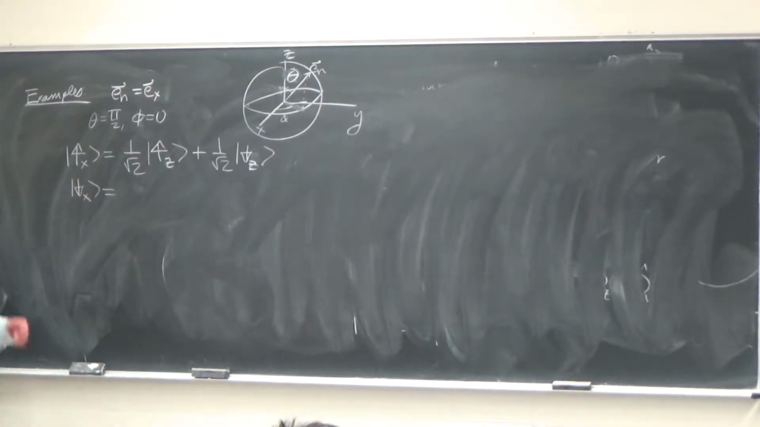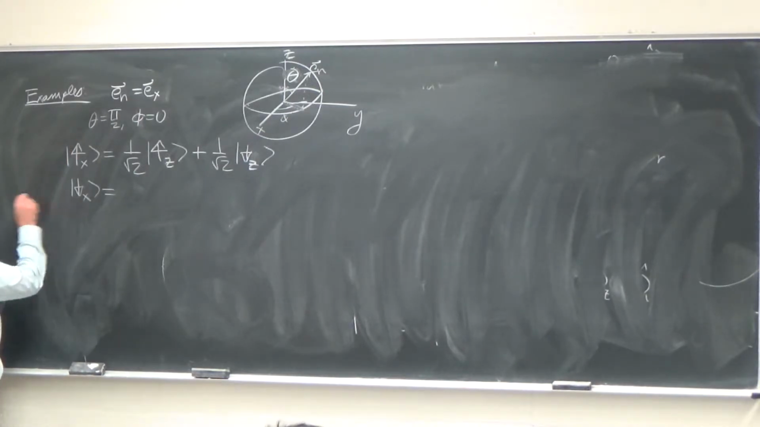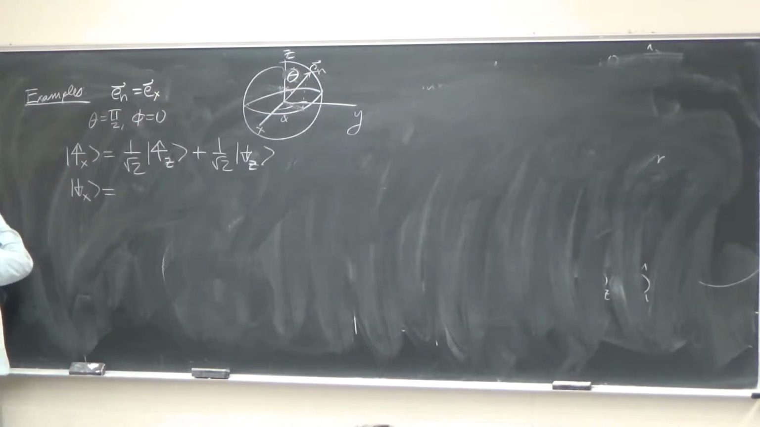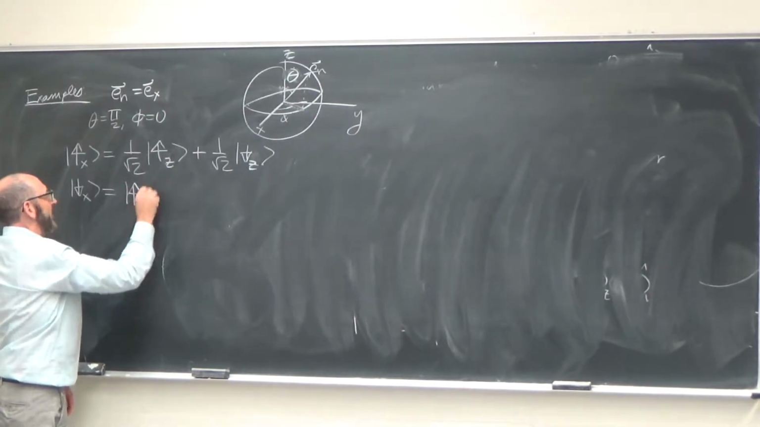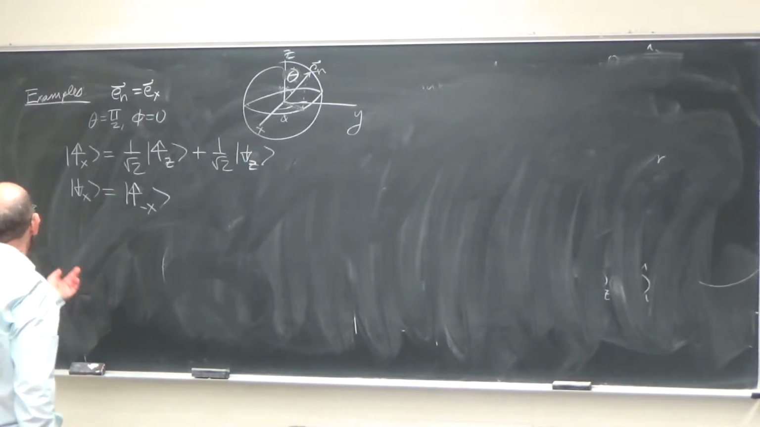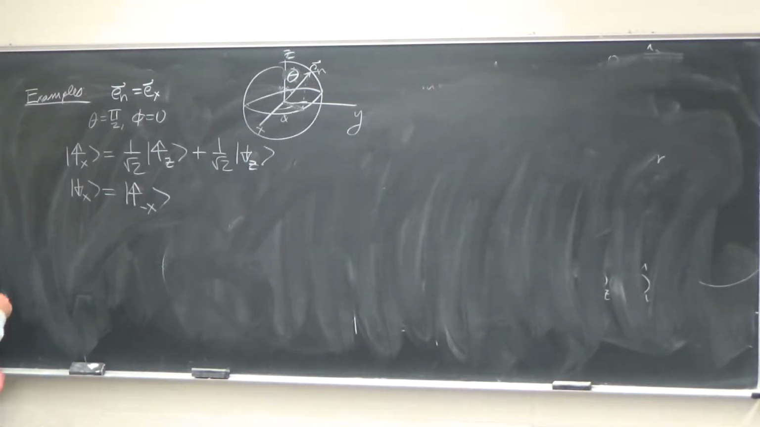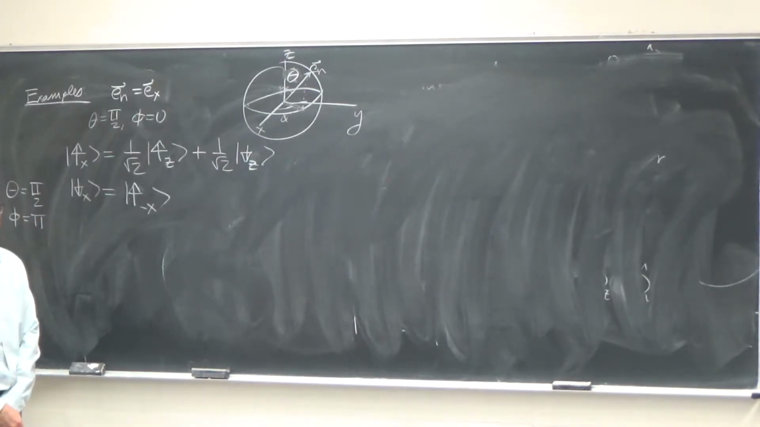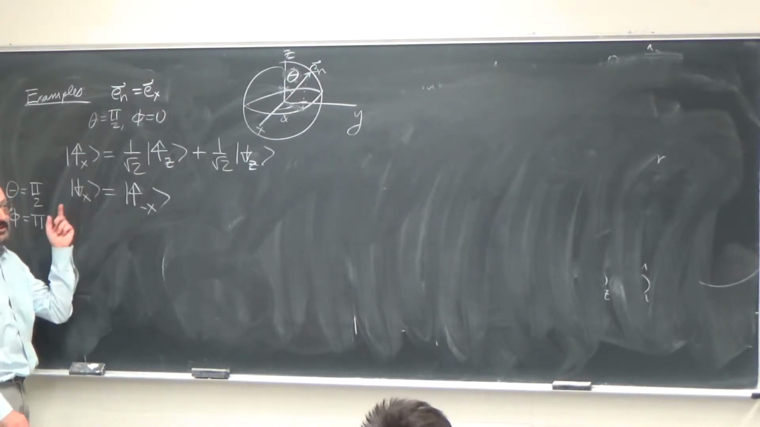All right. Spin down along x. In that case, this is equivalent to the spin along the minus x-axis, right? So spin down along x is spin up along minus x. One way to think about it. And in that case, what do we got? Well, again, we have theta is pi over 2, but phi is pi. That is the minus x-axis. That is spin up along the minus x direction, which is spin down along that direction.